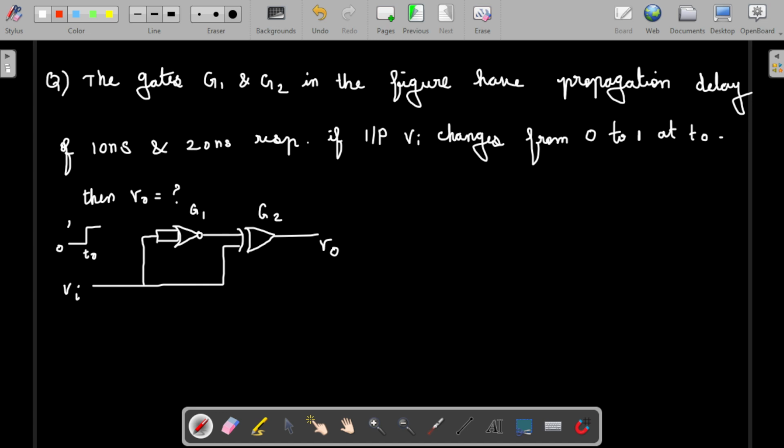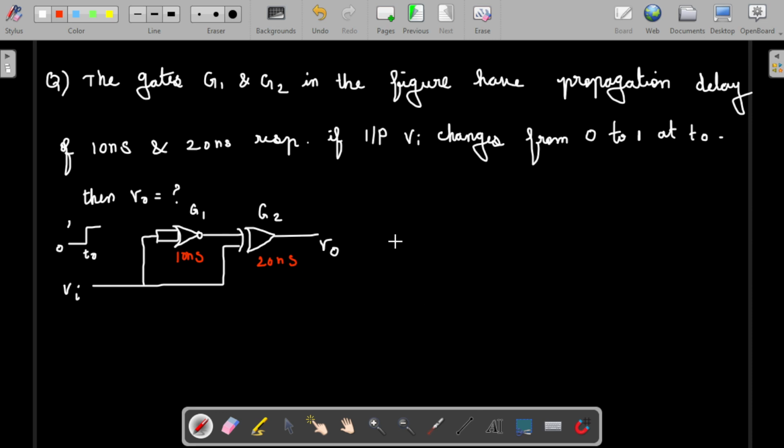If you are able to solve this problem, please pause the video and try to solve it. If not, also not an issue, so let me solve it. Here is a Vi which is changing abruptly from 0 to 1 at t naught, where G1 has a delay of 10 nanoseconds and G2 has a delay of 20 nanoseconds. This is an XOR gate and this is a single input NOR gate.